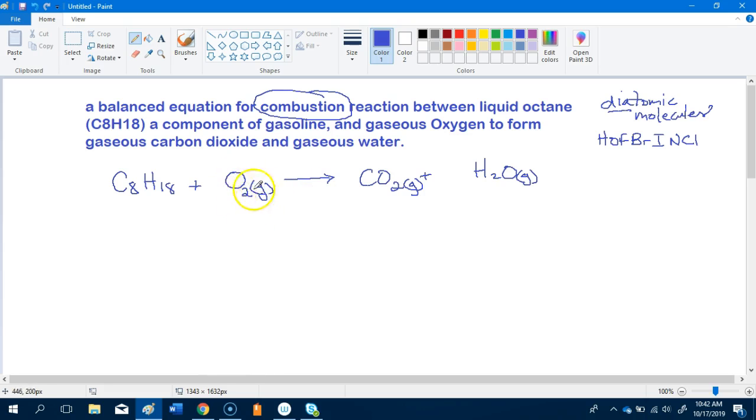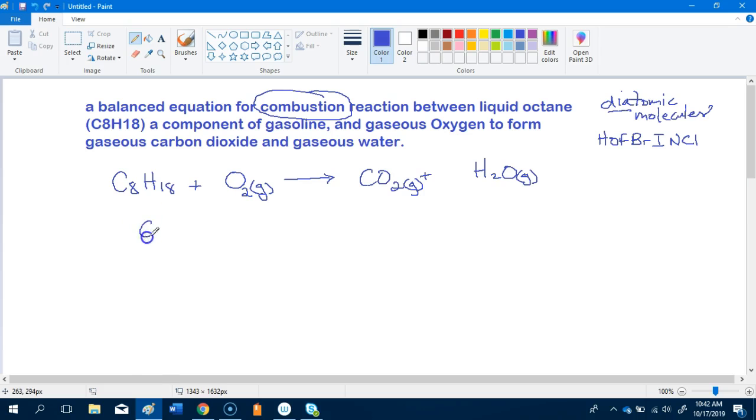So that's the first thing. Do you have a 2 on your oxygen? Because if you don't, that's going to make it very hard to balance an equation. A lot of the times when you can't balance an equation, it's probably because you have the initial equation formula wrong. So something to remember.